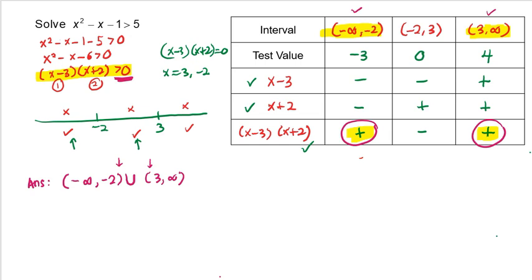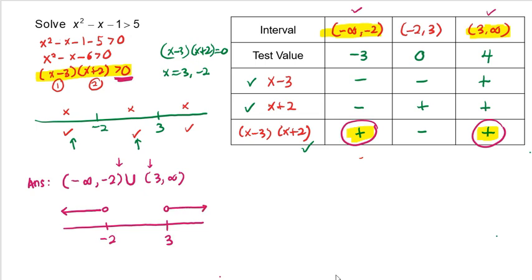Okay. And then if you want to write your answer on the number line, you have -2 and 3, so you have something like this. So this is the final answer for this one.